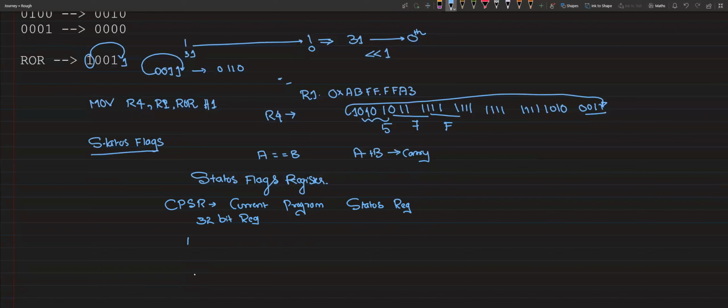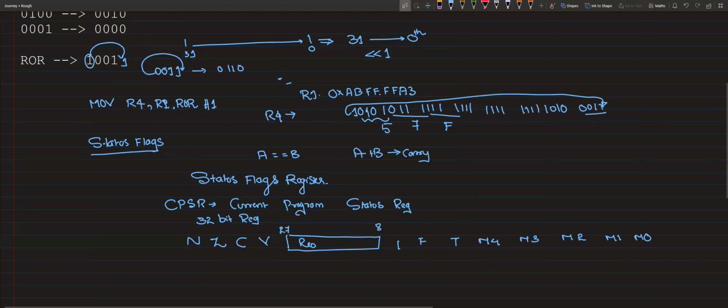The 31st bit is N, then the 30th bit is Z. Each has a meaning, I'll explain what that meaning is. Then the 29th bit is C, the 28th bit is V, and bits 27 to 8 are reserved and don't have any meaning. Then the 7th bit is I, the 6th bit is F, the 5th bit is T, the 4th bit is M4, the 3rd bit is M3, the 2nd bit is M2, the 1st bit is M1, and the 0th bit is M0.